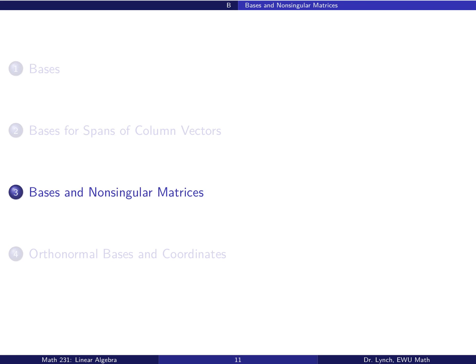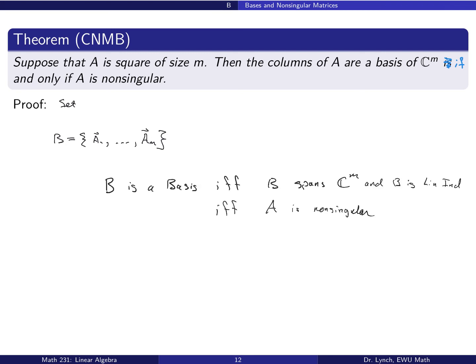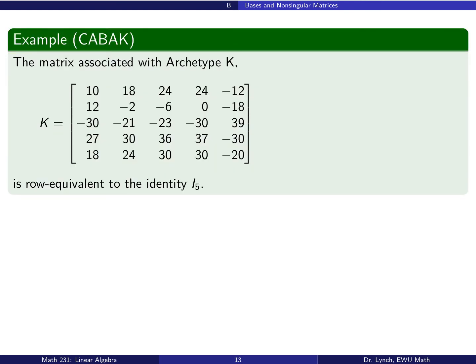Okay, let's talk about bases in non-singular matrices. So here is the theorem. Suppose that A is square of size M. Then the columns of A are a basis of Cm if and only if A is non-singular. The proof is pretty straightforward. We'll set the set B to be the columns of A. We see that B is a basis for Cm if and only if, by definition, B is linearly independent and spans Cm, which is true if and only if A is non-singular.